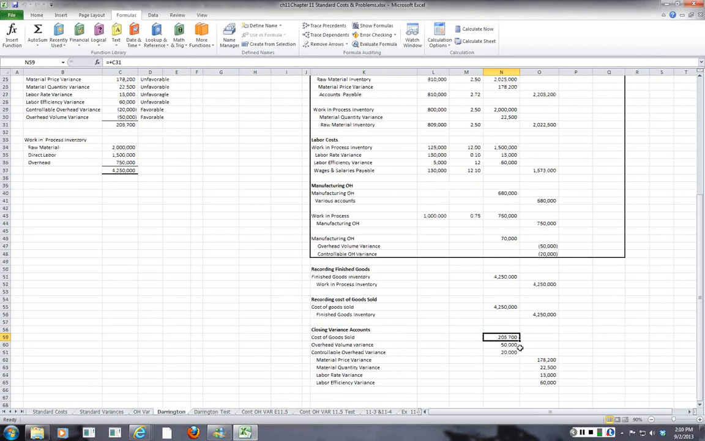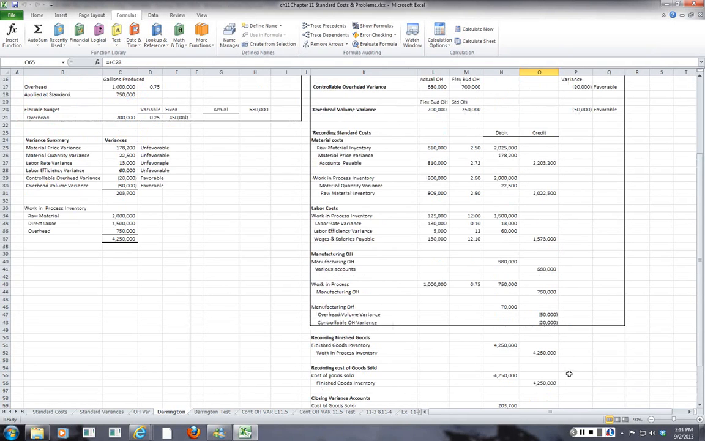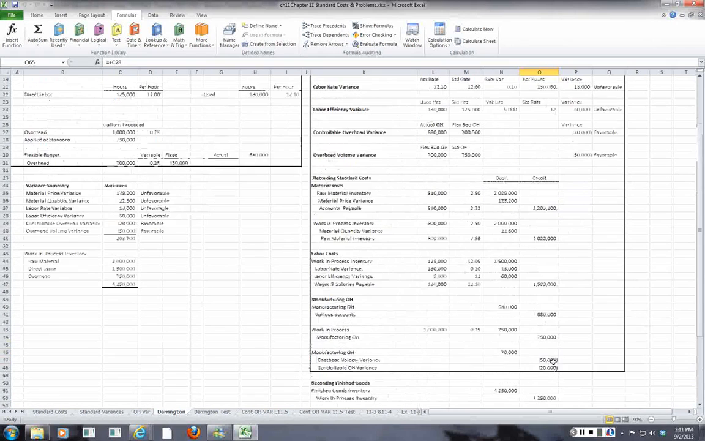$203,700. We're going to debit the overhead volume variance and the controllable overhead variance of $20,000, and then we are going to credit the material price variance for $173,000, material quantity variance of $22,000, the labor rate variance for $13,000, and the labor efficiency variance for $60,000. And then we wipe out those variances. We book them all into the cost of goods sold.